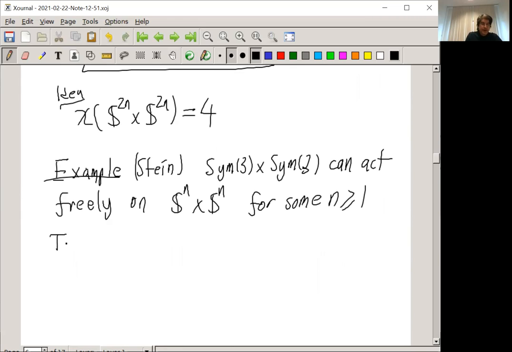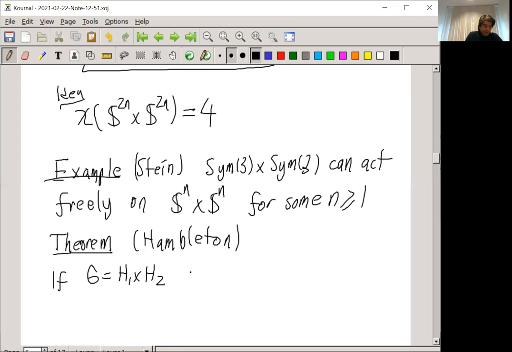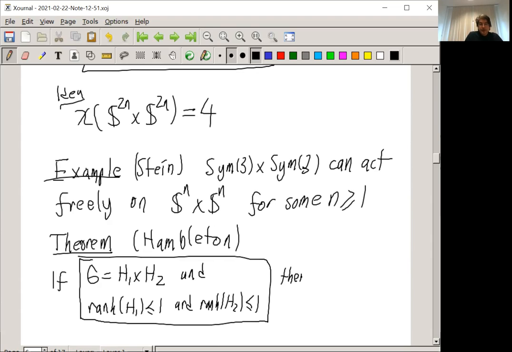it starts to act. And then in fact, this example was generalized by Hamilton to the case where if G is a product of two groups, H1 and H2, and if the rank of H1 is less than or equal to 1 and the rank of H2 is less than or equal to 1, then G acts freely on some Sn cross Sn for some n greater or equal to 1.